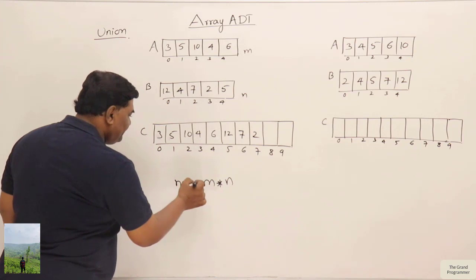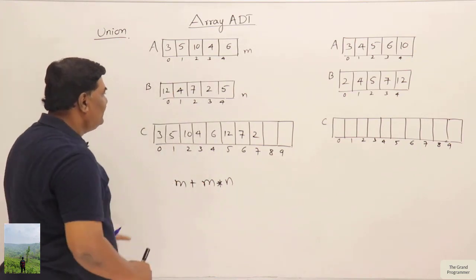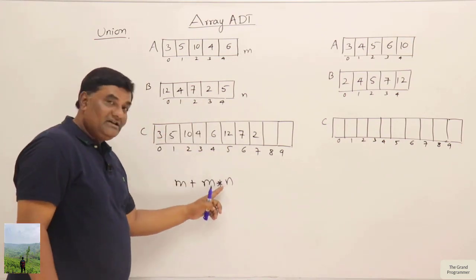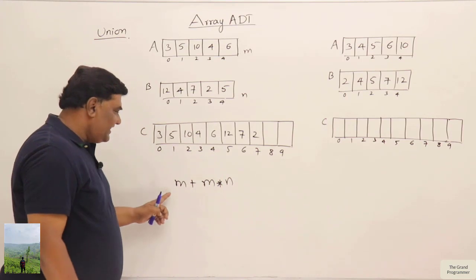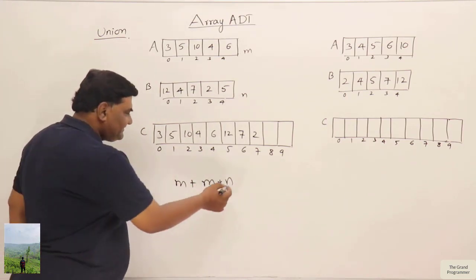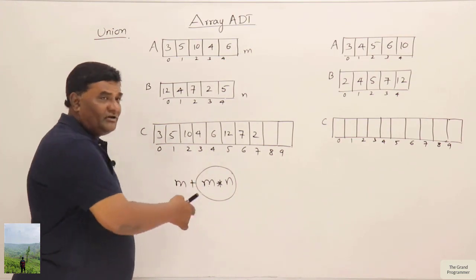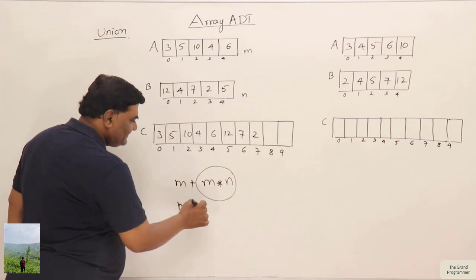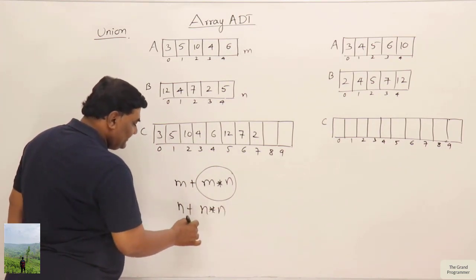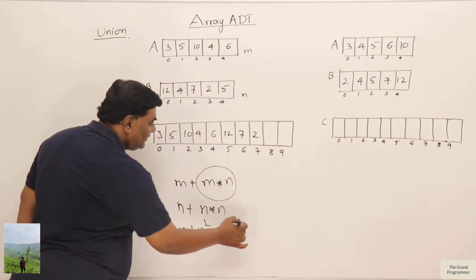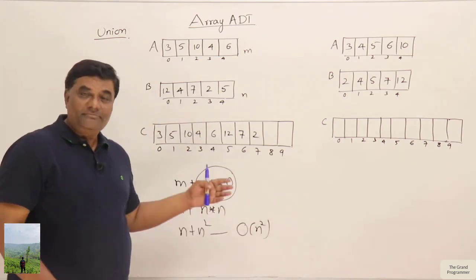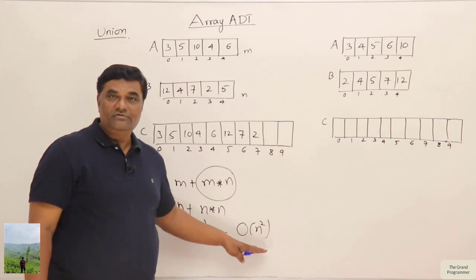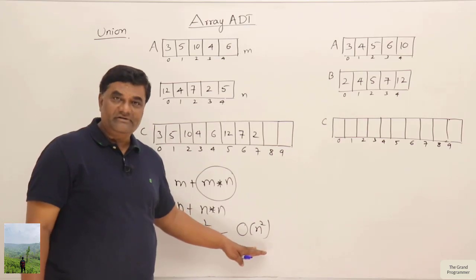So the total time: m is for copying the first array elements. Then the second is copying the second set's elements, but every element has to be compared. So this is m plus m into n. The highest degree is m into n. We will not use two variables, we will take a single variable only. So let us call this n plus n into n, that is n plus n square. So this is order of n square time. So for performing union, it has taken n square time. This is very slow. This is quadratic, time consuming.